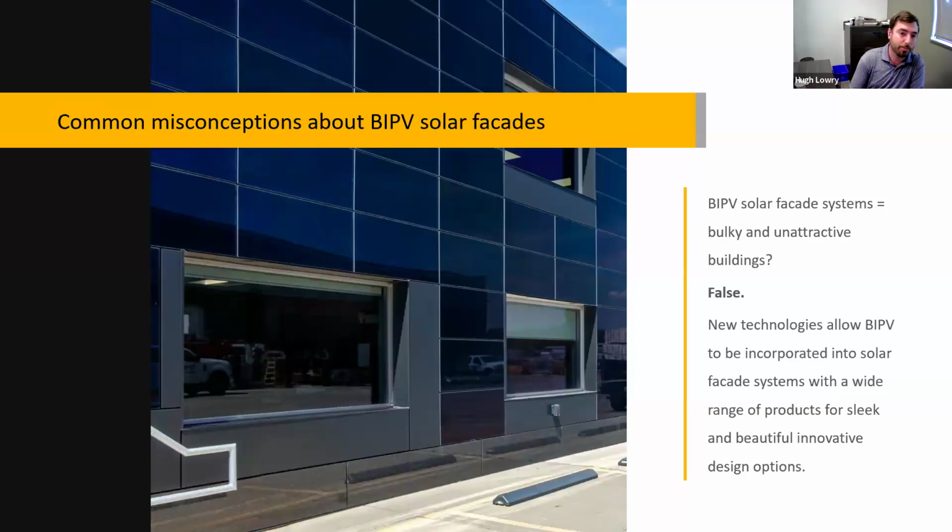Okay, so, common misconceptions of BIPV solar facades. Traditionally, when it came to BIPV, you were limited in the type of offering you could put on the building. There weren't colors, there weren't custom sized shapes, they were bulky. They basically had to fit on the building in the size they were manufactured. They were unattractive, and that is no longer the case. That is now false. New technologies have allowed BIPV to be incorporated in the solar facade system with a wide range of products for very innovative design options.